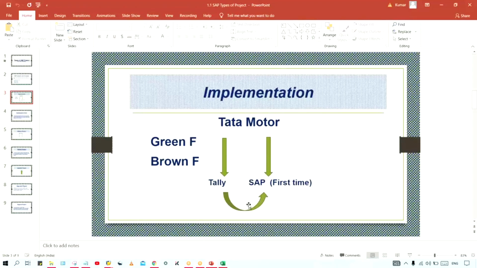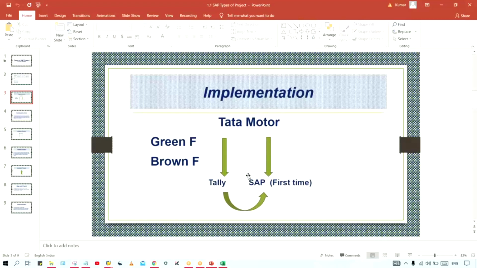So now here, if Tata Motor wants to use SAP, then first of all the installation will take place, and after that the configuration. We have to configure this SAP as per Tata Motor's requirement. Further discussions will also be happening, guys. Again, in the upcoming session, I'm going to explain the things in detail.